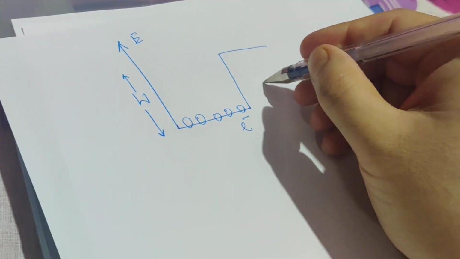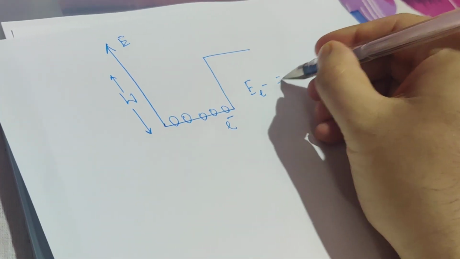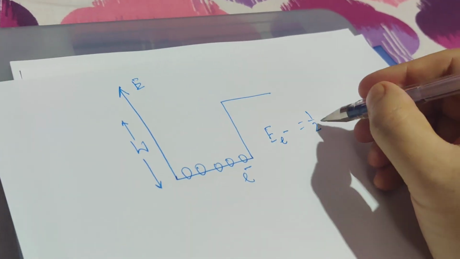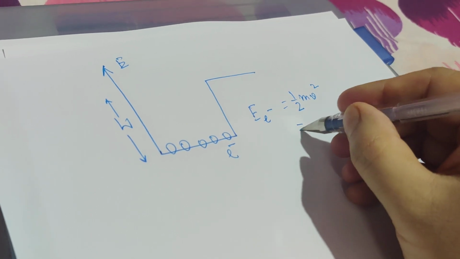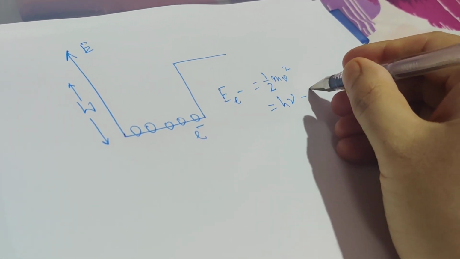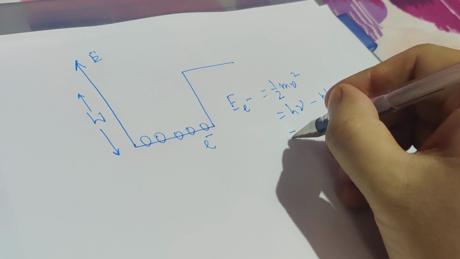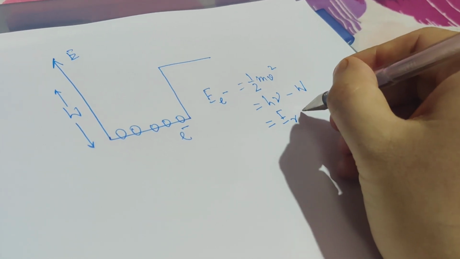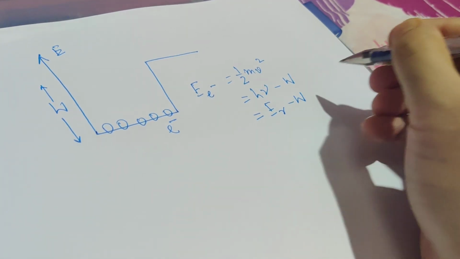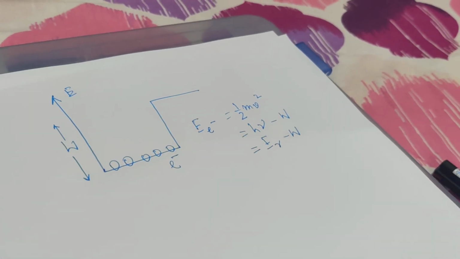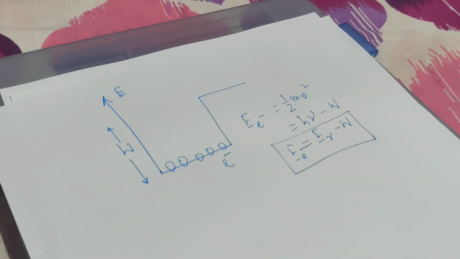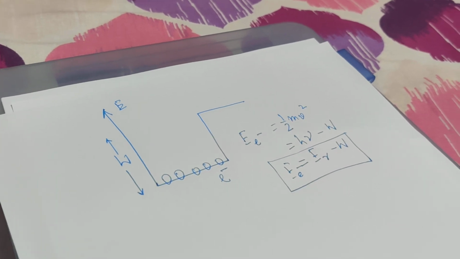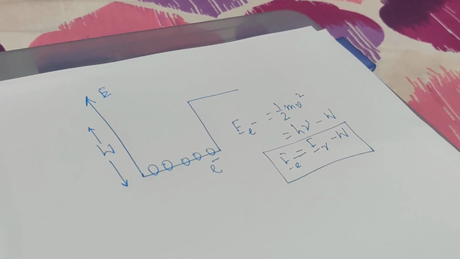That is, my electron energy is, as we know, half m v squared, and this is h nu minus the work function, that is, E equals h nu minus W. This equation was written by Einstein, which explains the experimental features noted.